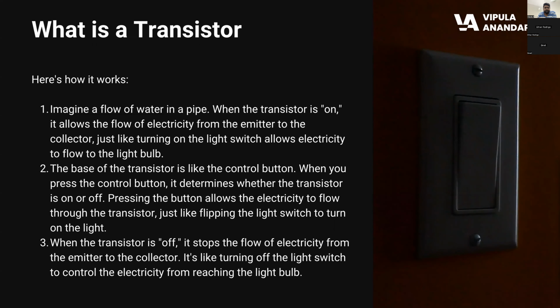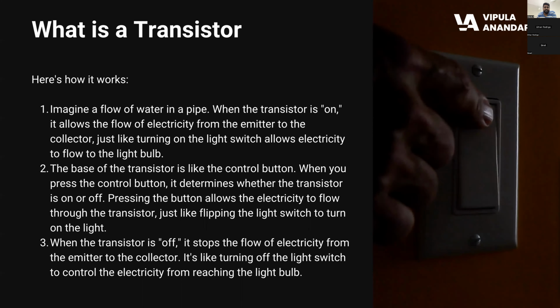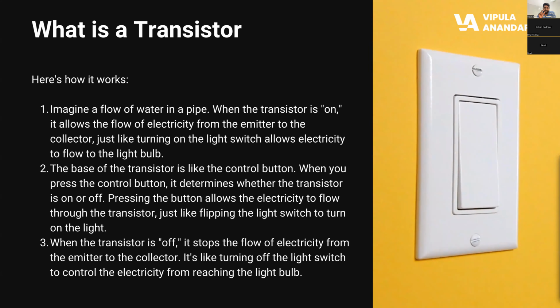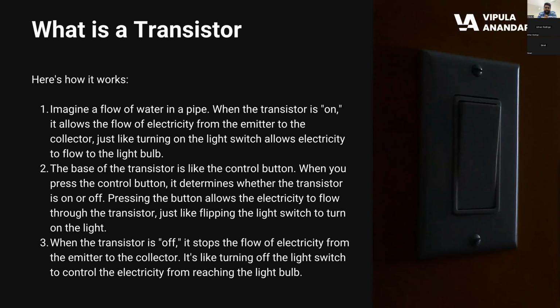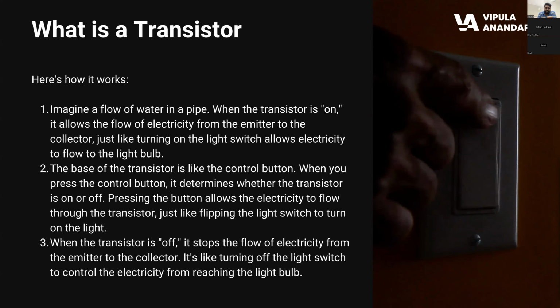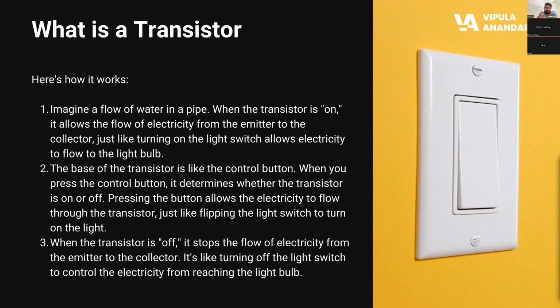So imagine, just think that it's kind of like a water pipe. So when the transistor is on, එක පැත්තක් on වෙලා තියෙනවා නම්, that means it allows the flow of electricity from the emitter to the collector. E එකෙන් C එකට current එක යනවා. Just like turning on the light switch allows the electricity to flow to the light bulb. ඒක on වෙලා තියෙනවා, ඒක දිගේ යනවා.